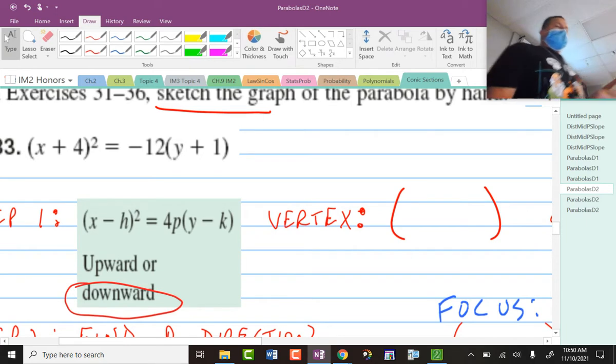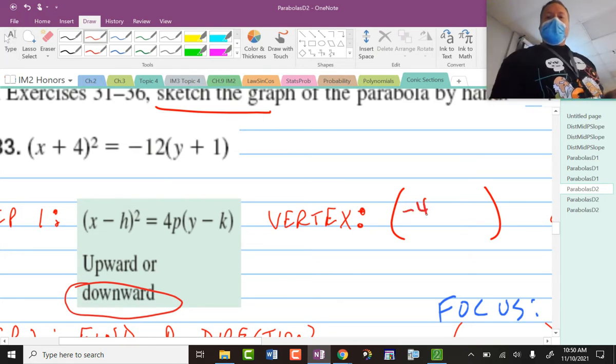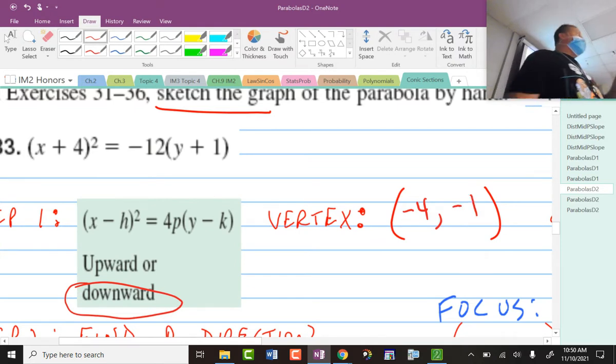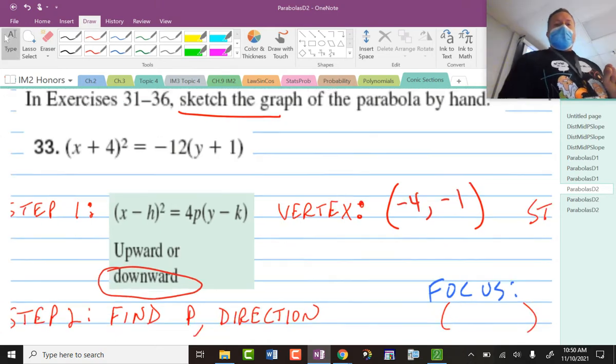I'll get the vertex. Remember, it's opposite. X goes with X, so that's the X coordinate. It's not 4, it's -4. I don't know what else I can tell you. It's not 1, it's -1. You know why? Input, say it. And I won't bore you. -4 plus 4 is 0, 0 squared, 0. -1 plus 1, 0, 0 times -12 is 0. 0 equals 0. That's why that's the vertex. Very simple concept. All right?